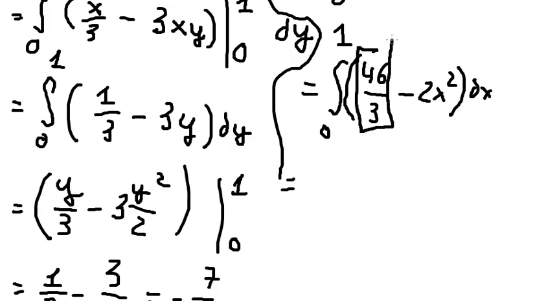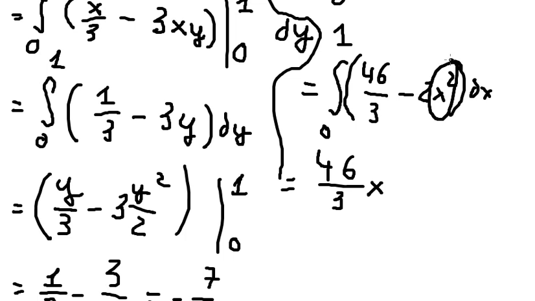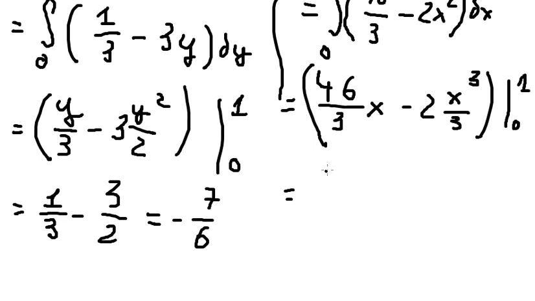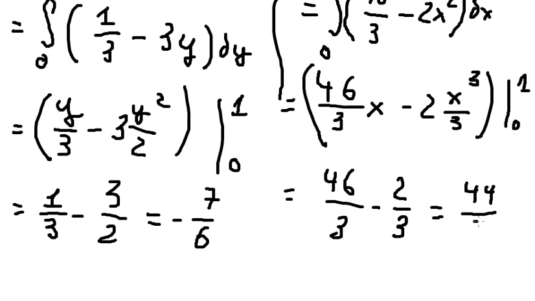The integration of 46 over 3, we have 46 over 3x. The integration of x squared, we have x to the power of 3 over 3. And I will put the bounds from 0 to 1. So I will put 1 going here, 0 going here. And you get the final answer, and that is about 44 over 3. This is the end.